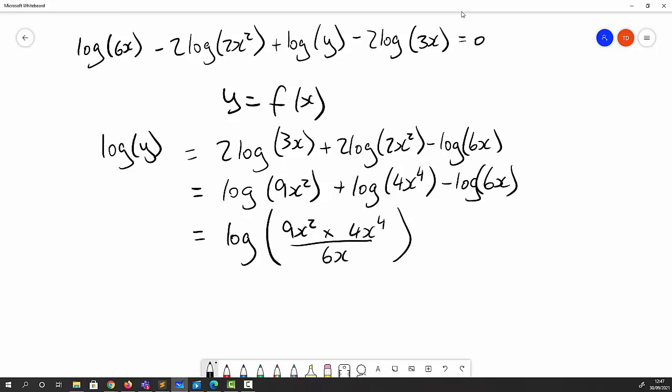Okay, 9 times 4 is 36, divided by 6 is going to be 6, so that's log of 6, and then I've got x squared and x to the 4, so that gives me x to the 6, divide by x, so that's going to be x to the 5, isn't it? Okay, so now I've got log of something is equal to log of something. I can now take the inverse operation, or anti-logs, or whatever you've learnt. So I can say that y is equal to 6x to the power of 5.